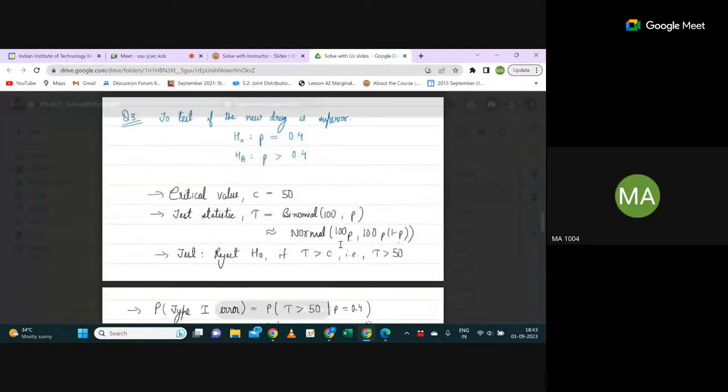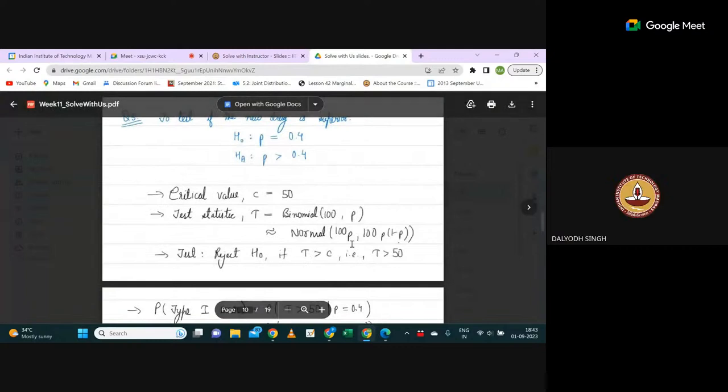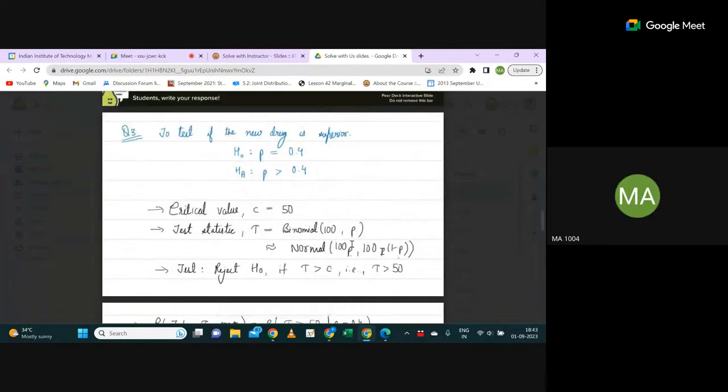Yes, you are talking about this one, right? Yeah, exactly, this one. You will get the same answer. Either you will do 100p, 100p(1 minus p), correct? Yeah. See, here T is taking Binomial(100, p). I took the X bar. There is not a problem.